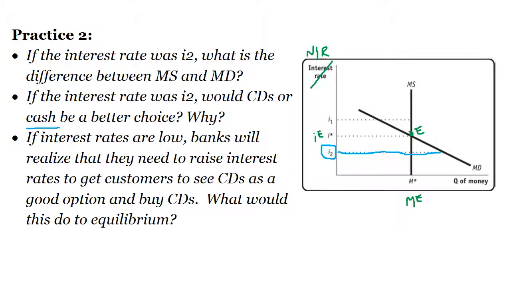So they want you to come on in, lock in on a CD, and they can use your money. But with low interest rates, they need customers. To encourage people to put money into a CD, they're going to raise interest rates to bring in customers. That will get rid of the shortage of cash because instead of everybody demanding cash, now the money supply will equal the money demand.